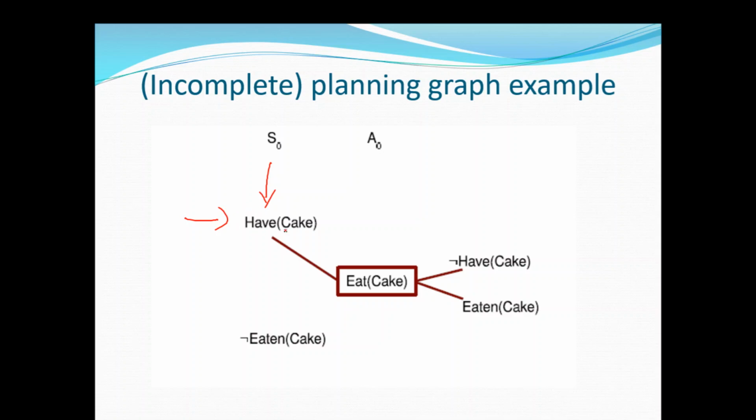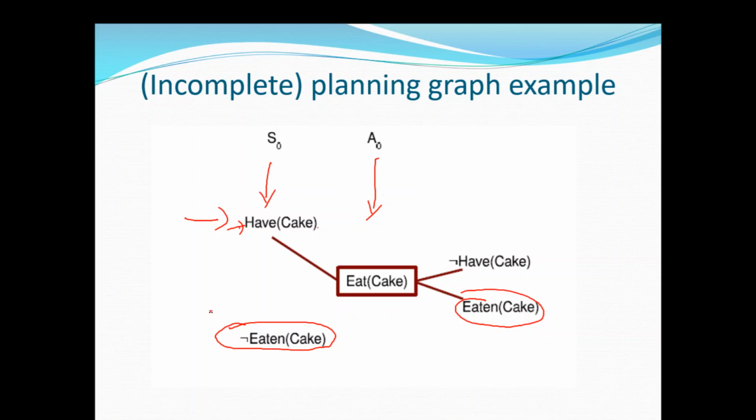But have cake also means not eaten cake. So this is also true. Actually both are the same: have cake means not eaten cake. Now, if you have cake, what action can you do? You can just eat the cake. If you eat the cake, what is the result? You don't have cake, and eaten cake. This is an idea to understand how the planning graph works, but it is not a complete solution.